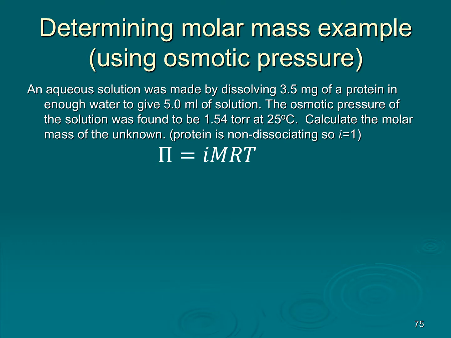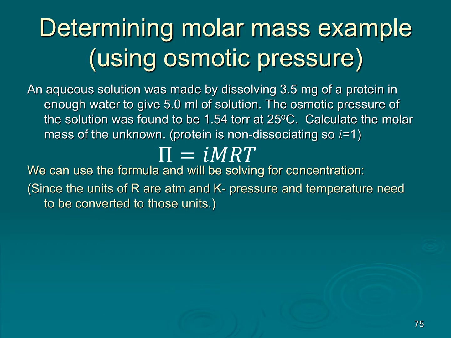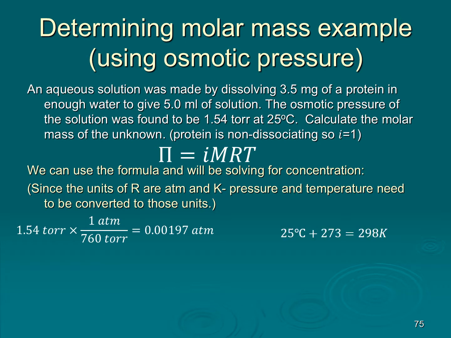We have to be really careful because R is in liter atmosphere per mole Kelvin, so we're going to have to convert our pressure to atmospheres one way or another, and we have to convert our temperature to Kelvin. So we're going to be solving for concentration, M. First thing I did was convert torr to atmospheres. So it's 0.00197 atmosphere is the osmotic pressure. And of course the temperature is 298 Kelvin.